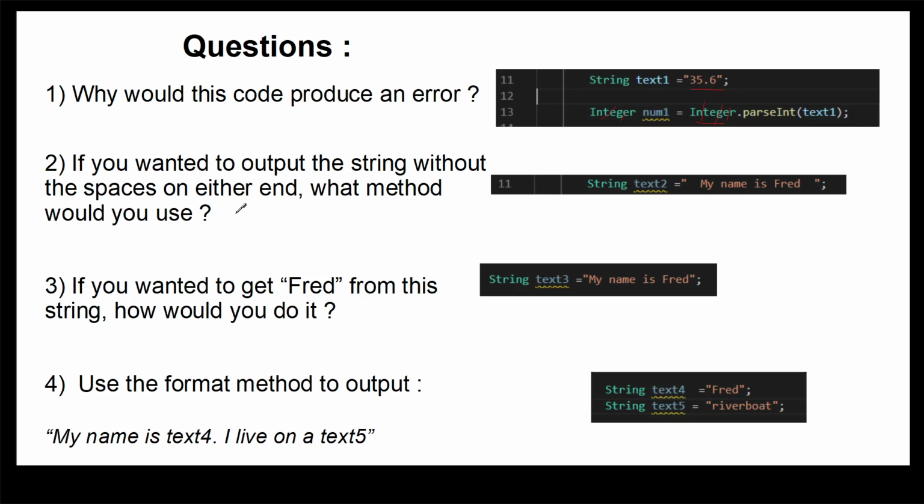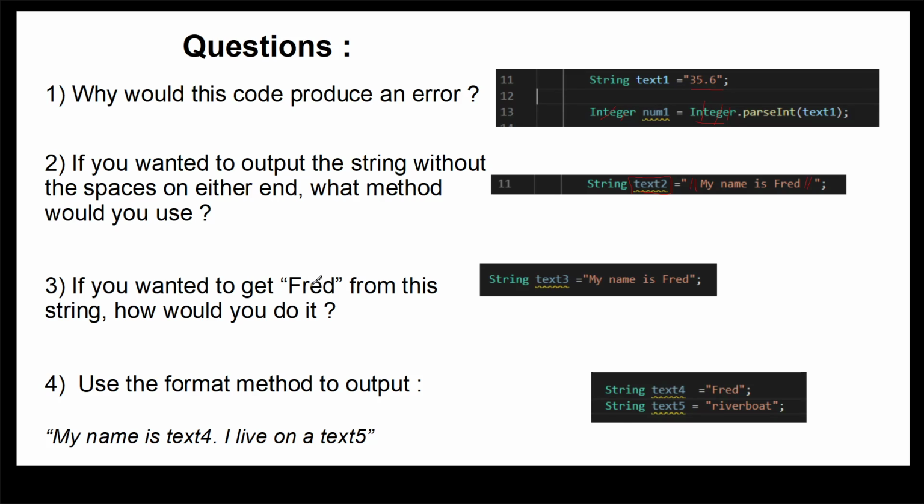Number two, if you wanted to output the strings without the space, what method would you use? Well, you would use the object text2, and then you would use the text2.trim method, and that would allow you to get rid of the spaces here and here. So the trim method would do that for you.